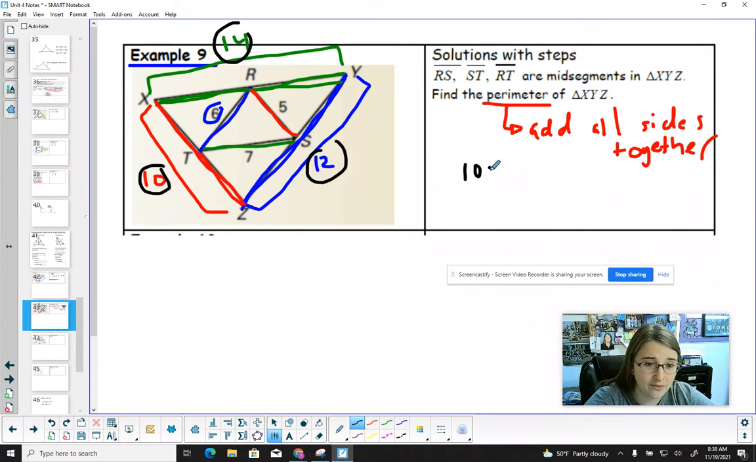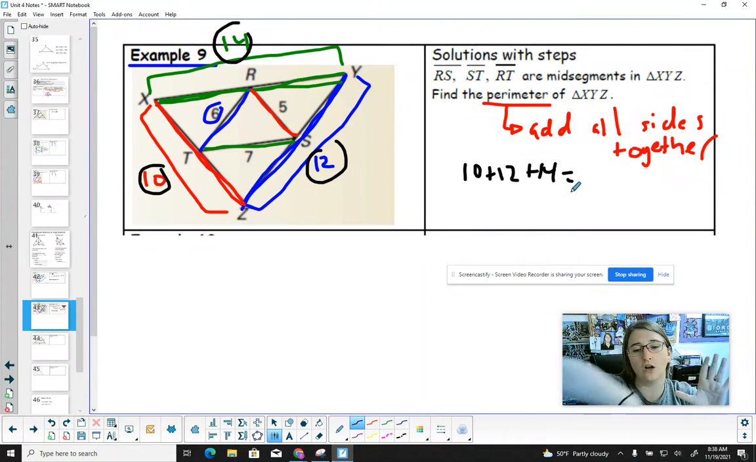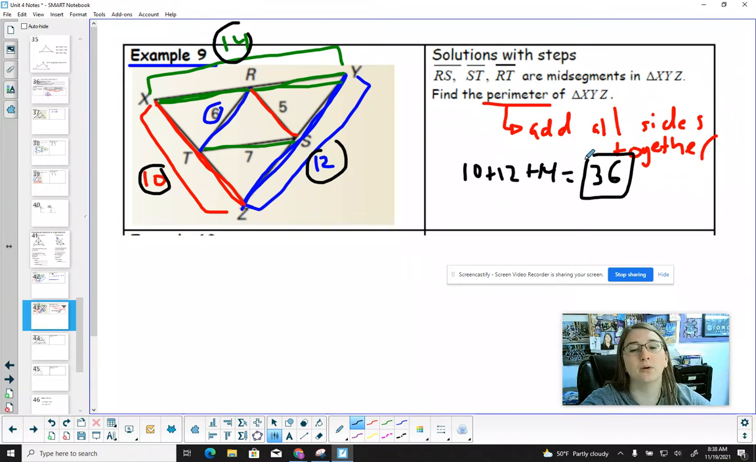So we're just going to add those together, and we would call this the perimeter. This would be how far you would have to walk if you wanted to walk all the way around the triangle, right? So that's 36. Correct me if I'm wrong. That would be the perimeter, all the way around the outside.